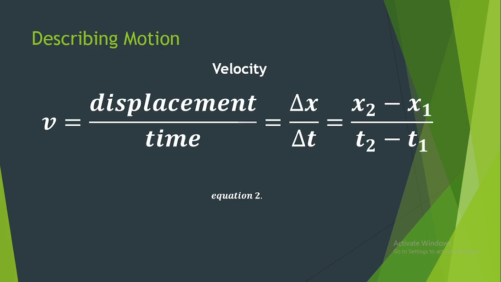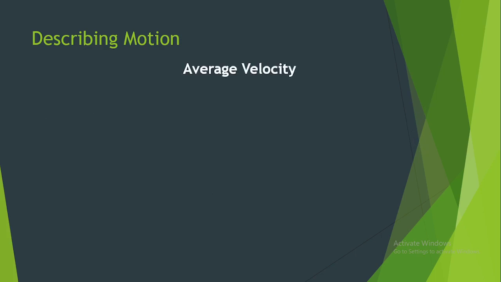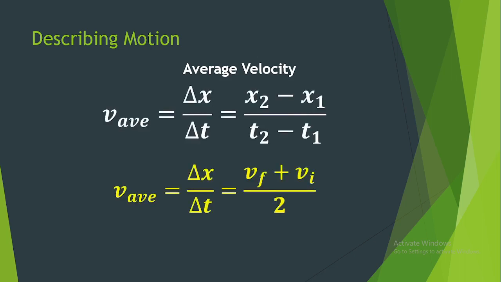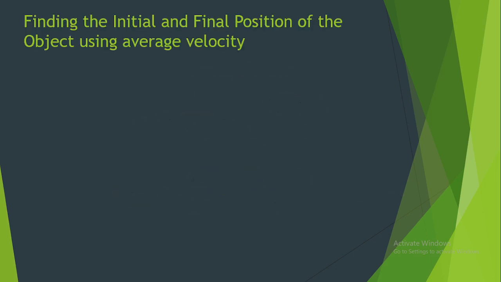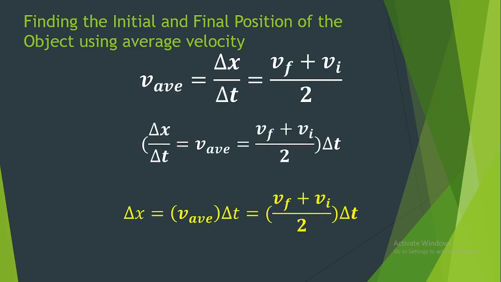During a trip, the velocity of the car changes. We may wish to know the average velocity during this trip. We may not know the values of intermediate velocities, but we can determine the initial and final velocity. We add them and divide by 2, and that is how we get the average velocity. From equation 3, we can determine the initial and final position of an object or a particle.